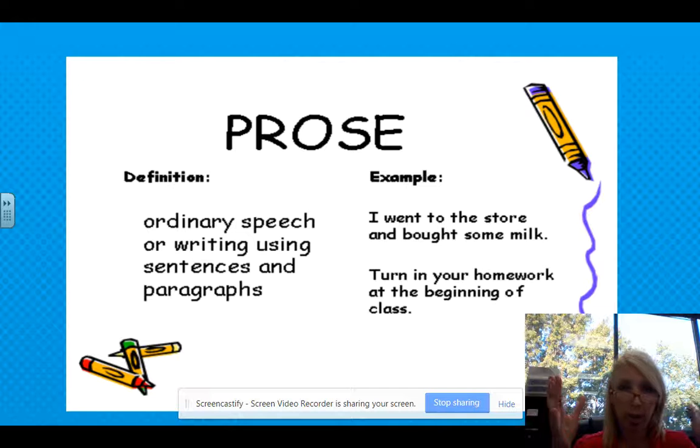So there's two types of writing, prose and poetry, and we're going to be focusing on poetry now. Pretty much all writing is divided up into these two categories, and drama really fits into prose. The definition of prose, if you ever hear that term, is ordinary speech or writing using sentences and paragraphs. For example, I went to the store and bought some milk. That's pretty basic, right? Or turn in your homework at the beginning of class. Novels, short stories, even drama, all written in prose sentences, right?